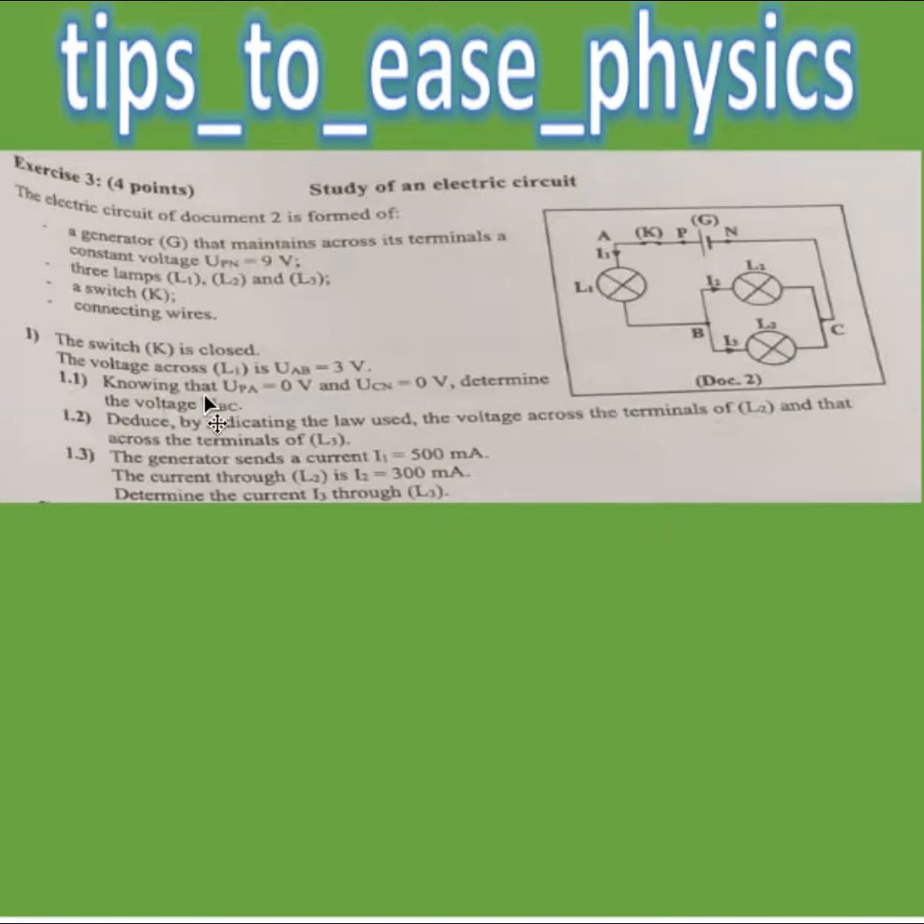1.1, knowing that UPA is equal to 0 volt and UCN is equal to 0 volt, determine the voltage across BC, UBC. UPA is across the switch, which is a closed switch, and of course it's 0 volt. UCN is across a wire, and the voltage across a wire is 0. UBC is the voltage across L2 and L3. We want to calculate UBC.